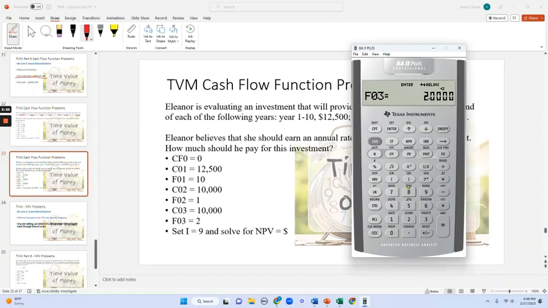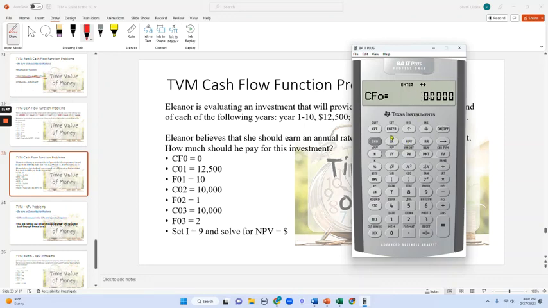So I enter that. Now I have all the cash flows in, and if I want to get the present value of these at an interest rate of 9%, I enter that, and I come down, and those cash flows are worth $10,692. That doesn't make any sense. Let me go back and check this out.